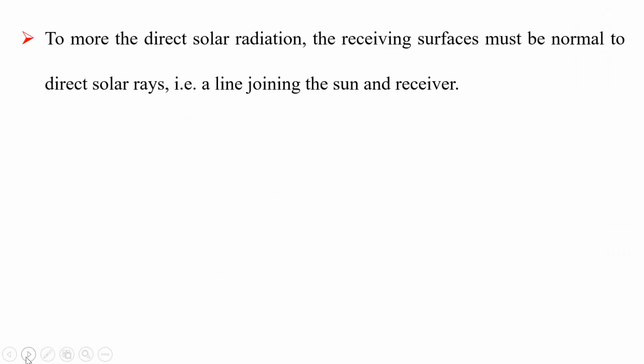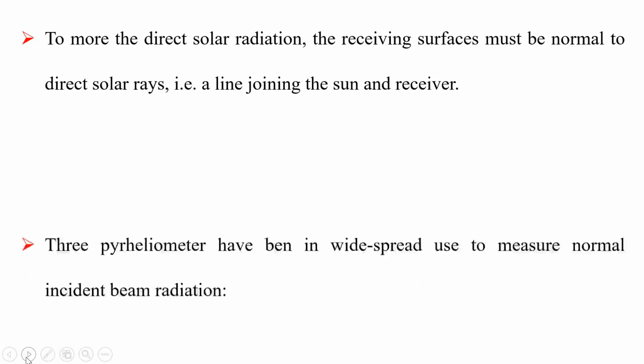To measure the direct solar radiation, the receiving surface must be normal to the direct solar rays, that is, to the line joining the sun and the receiver.